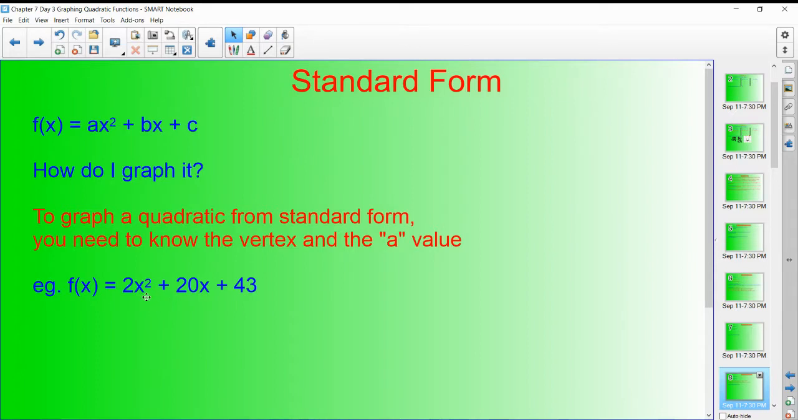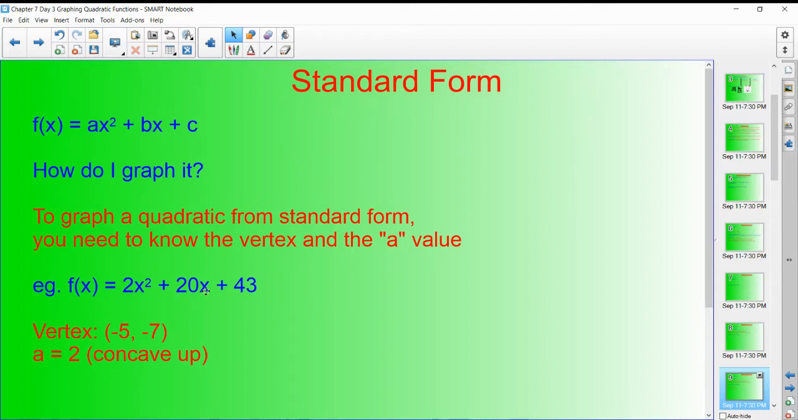From this equation, I want to find the vertex and the vertical stretch. If you want to try to do it, pause the video now, try it out, and then see if your vertex matches with ours and if your vertical stretch matches with ours. Okay, let's take a look at what we got.